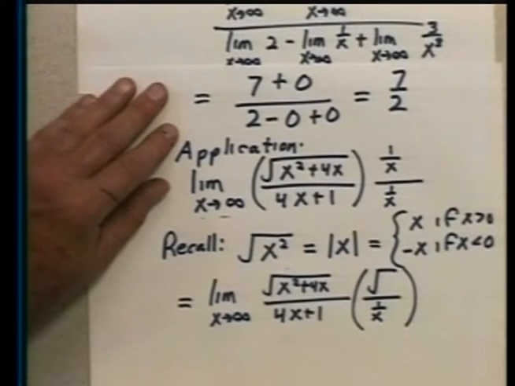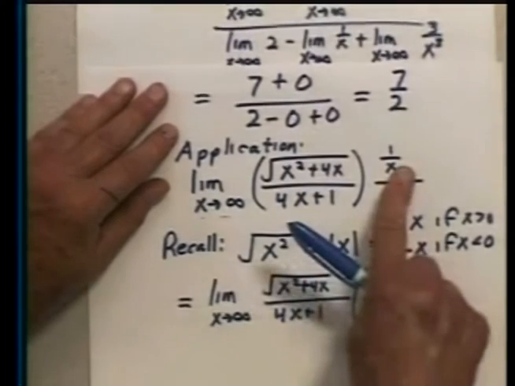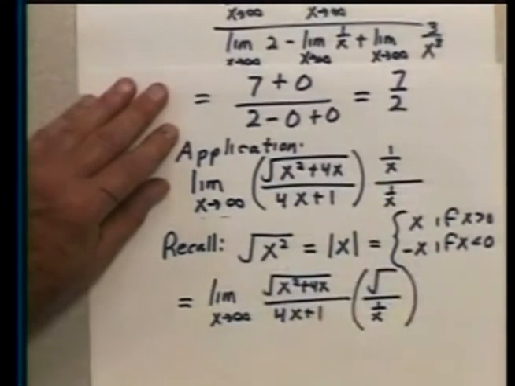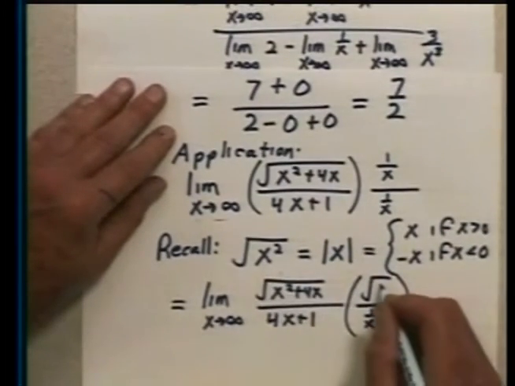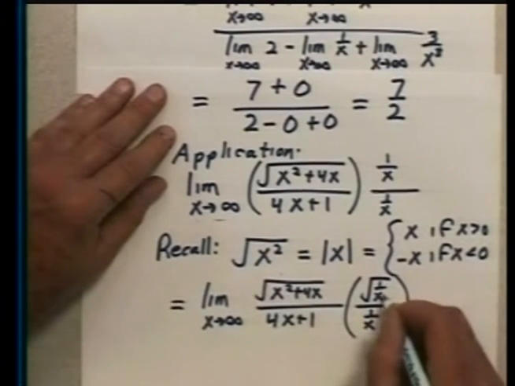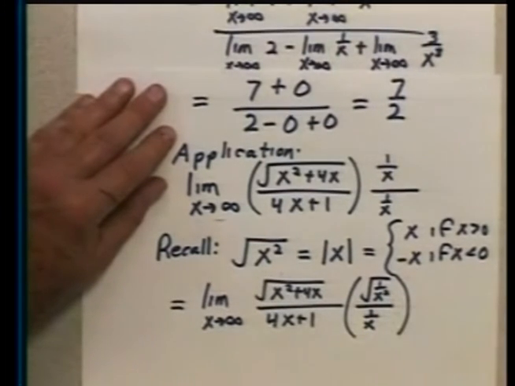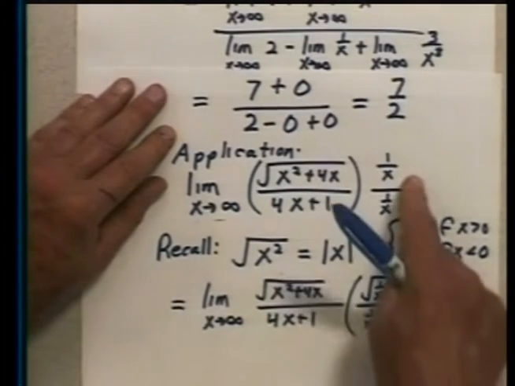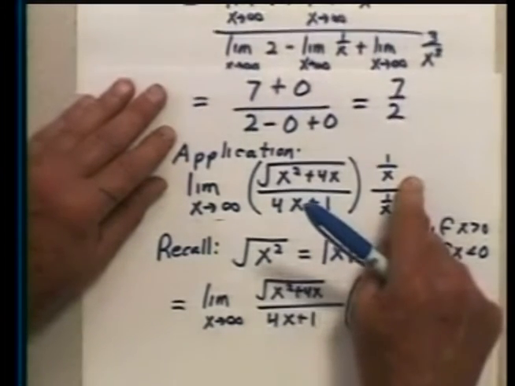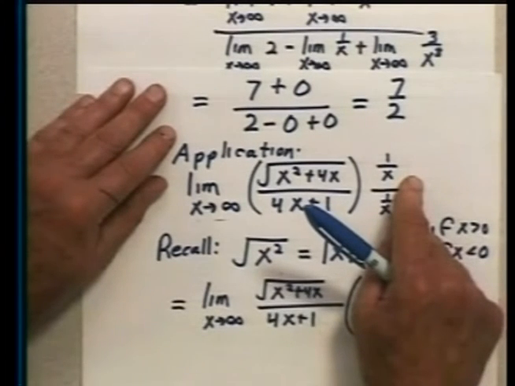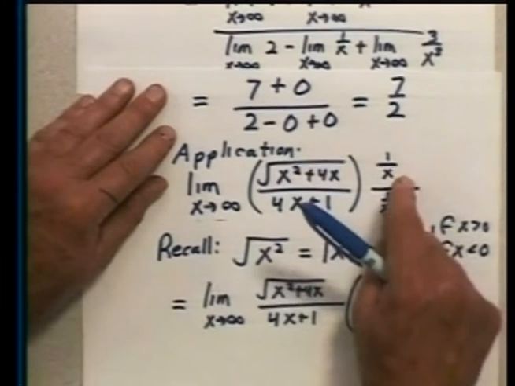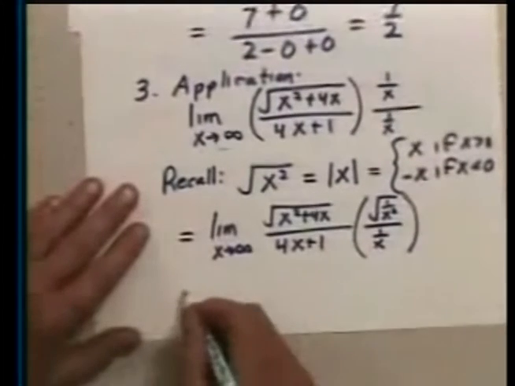What's the square root of what gives 1 over x? Square root of 1 over x squared. Isn't the square root of 1 over x squared the same as 1 over x? You say, no, it's the absolute value of that. And I say, but if it's positive, the absolute value is just itself. Are you with me? Okay, now we can keep going.